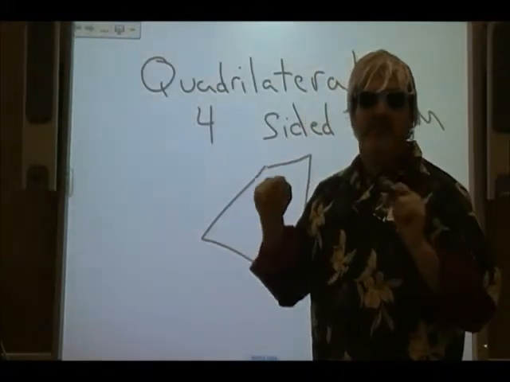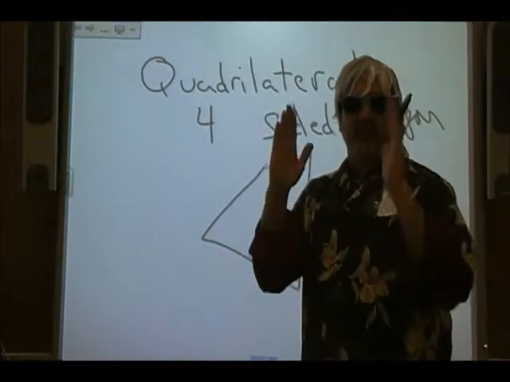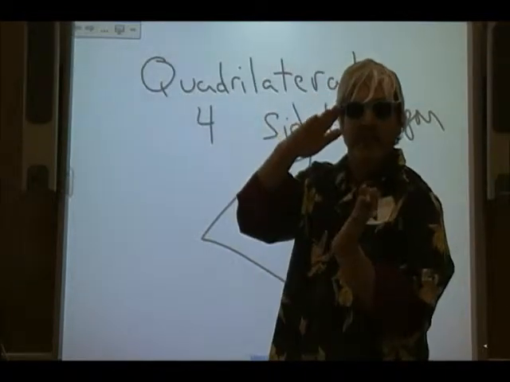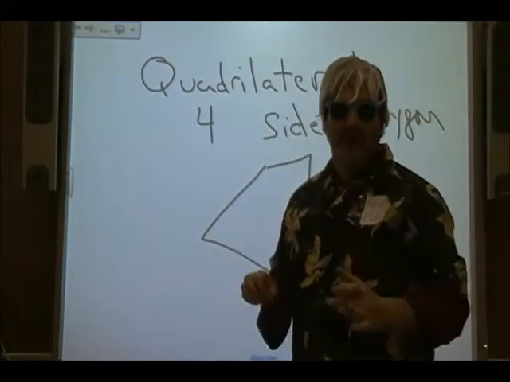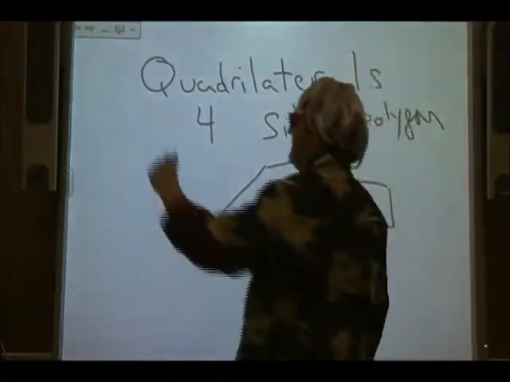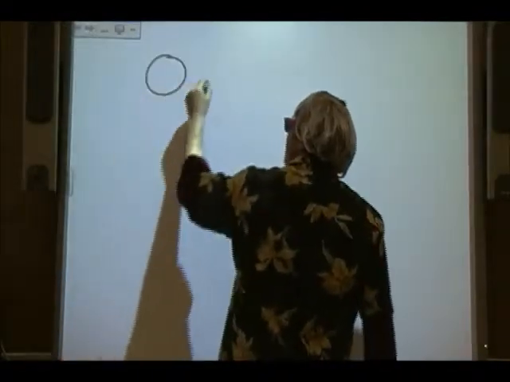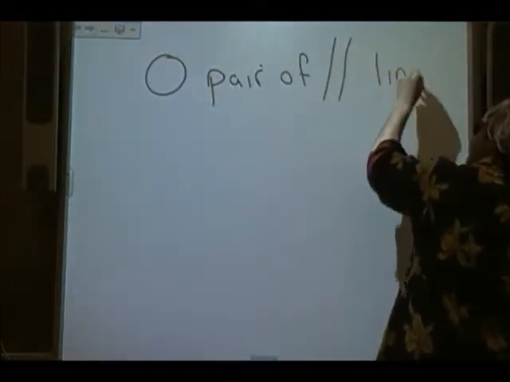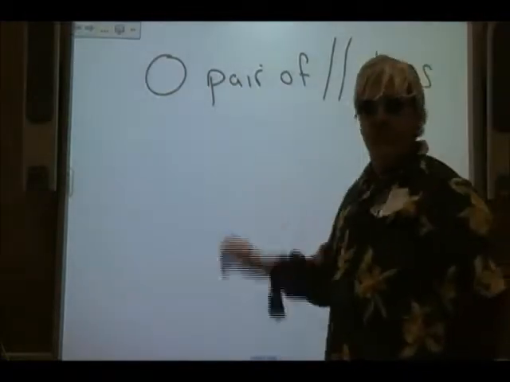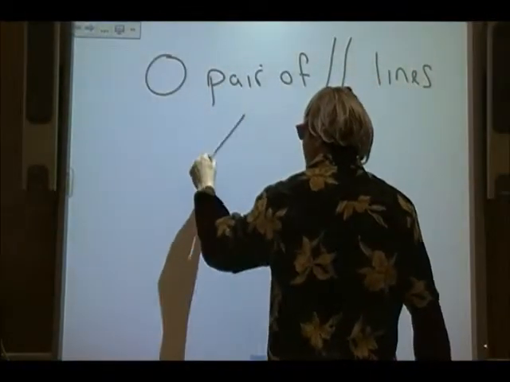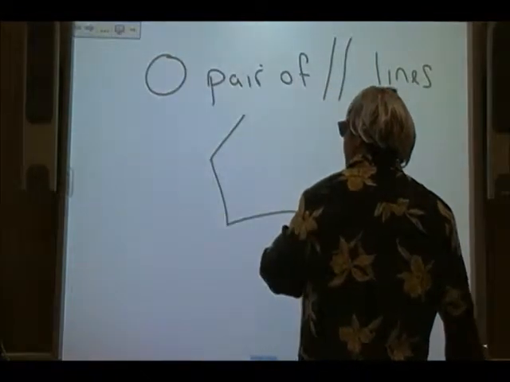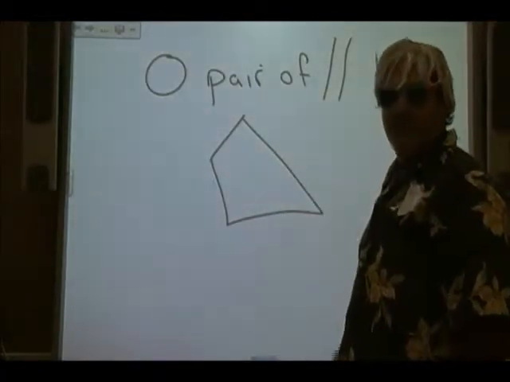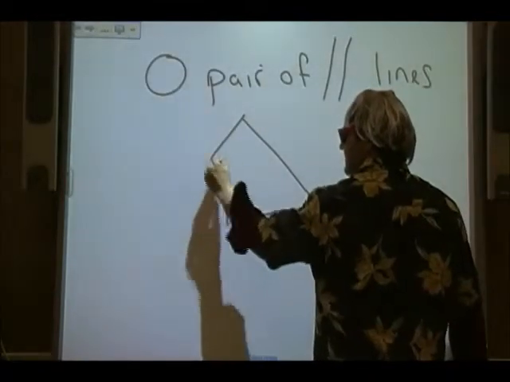You have three choices. Either opposite sides are parallel, or one pair is parallel and the others are not, or no pairs are parallel. So let's look at what that means. Okay, zero pair of parallel lines. If we have zero pair, that means you have something like that. Nothing is parallel. And the name for this is a trapezium.